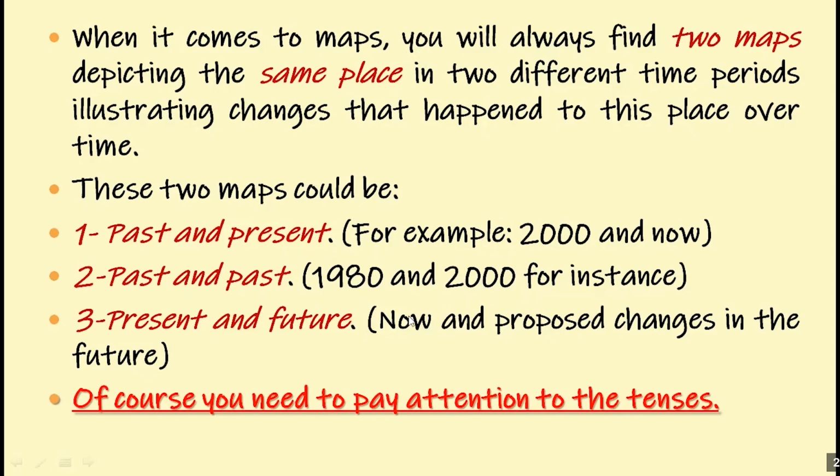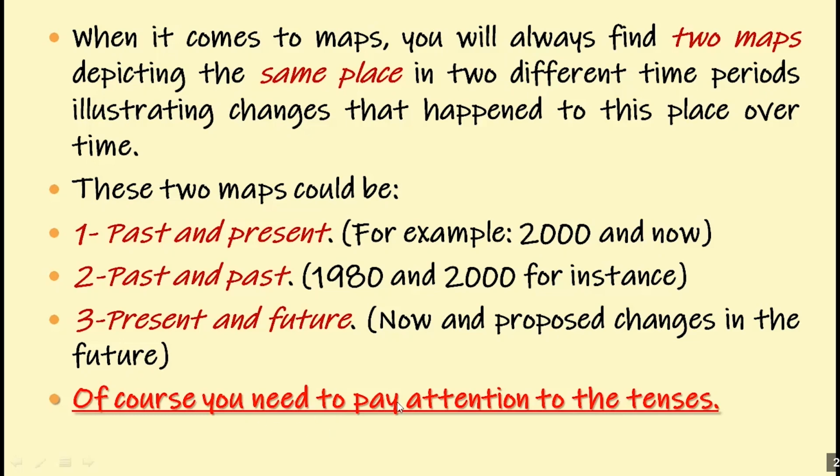Present and future, a map of the place now and then some proposed changes in the future. Like for the government, for example, the government is thinking about making some changes in this place. So they put a map of the proposed changes, the suggested alterations that they're going to make in that place.